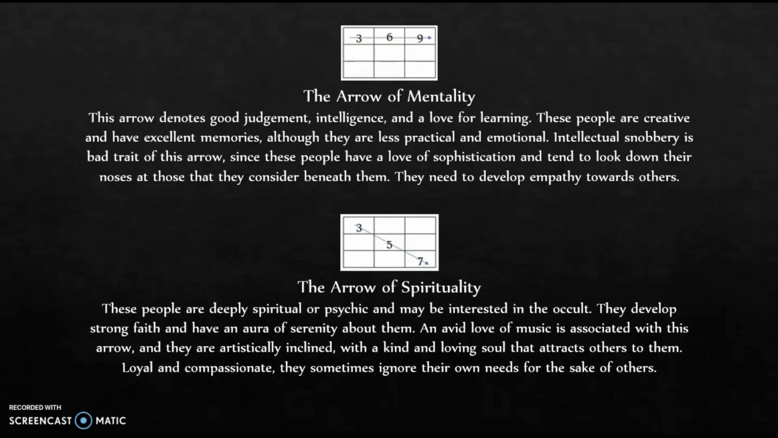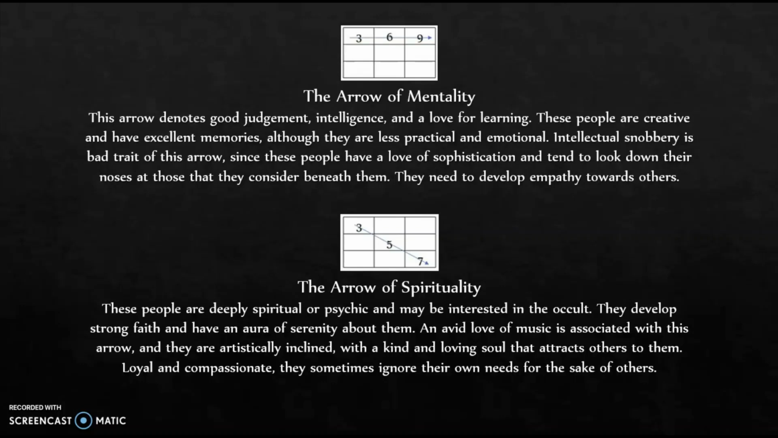The arrow of mentality. This arrow denotes good judgment, intelligence, and a love for learning. These people are creative and have excellent memories, although they are less practical and emotional. Intellectual snobbery is a bad trait of this arrow, since these people have a love of sophistication and tend to look down their noses at those that they consider beneath them.